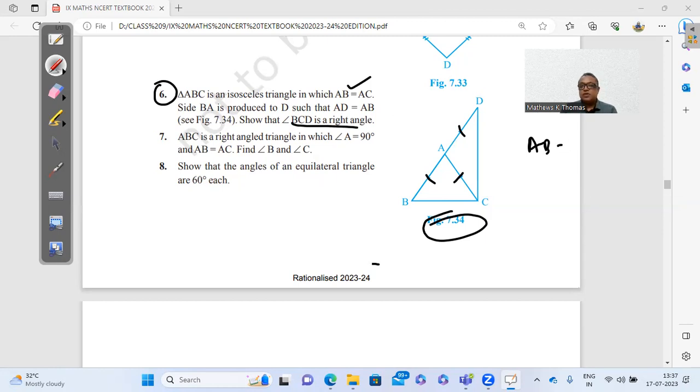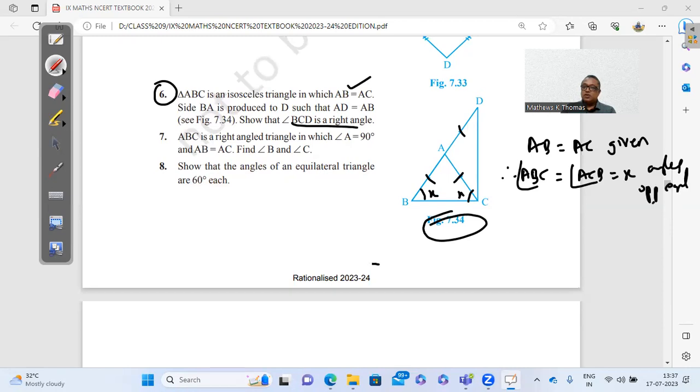So AB equal to AC, given. And just now we did that if sides are equal, angles opposite to them will be equal. So we can assume these two angles are equal. So angle ABC is equal to angle ACB equal to X. Angles opposite equal sides are equal, right? So these two angles can be denoted by X. Now AB is also equal to AD and AB equal to AC.